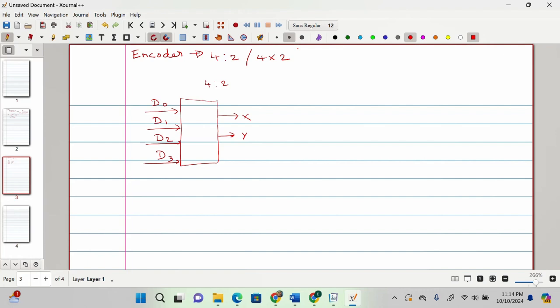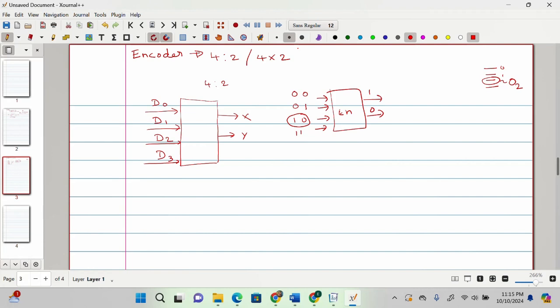How is it working? It is very important. For example, I give the input 0 0 0 1, or 1 0 1 1. After the encoder circuit, the output will come here. If the binary input is 1 0, like the 8421 concept, the output will come as 1 0. That means in the output, only this bit is going to be enabled, output 2.